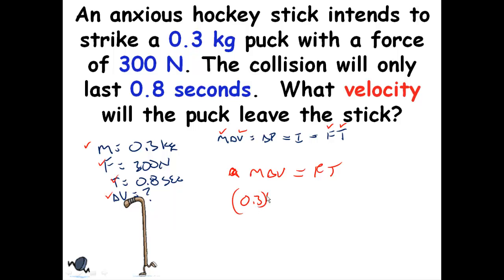Mass is 0.3. The velocity is some unknown. We're solving for that. The force is 300. The time is 0.8. And solve for x, and you will find your change in velocity. And we know it started at 0, so you'll find that velocity at which it leaves the stick.